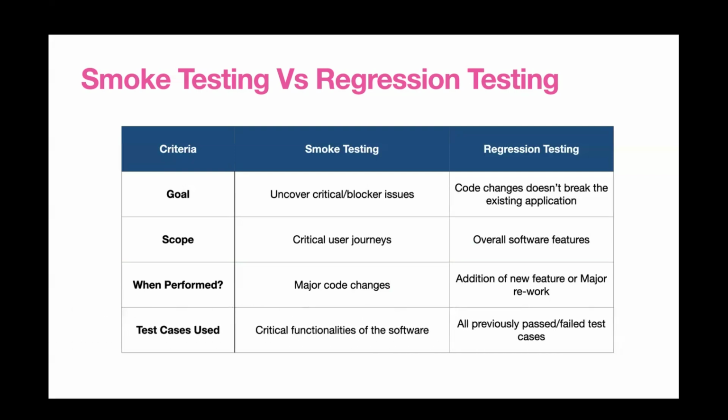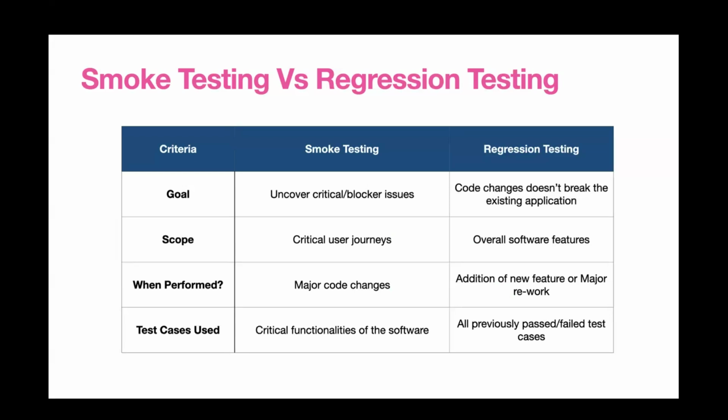Test cases used. The test cases related to critical functionalities of the software are used in case of smoke testing, whereas regression testing considers all the past as well as the failed test cases to check the overall stability of the software. Let me quickly also give you an example of smoke and regression testing to make things clear.